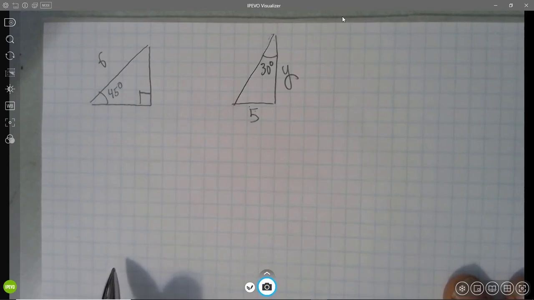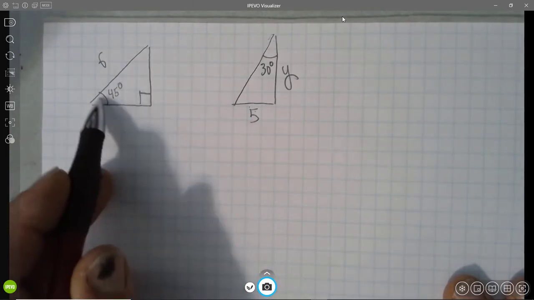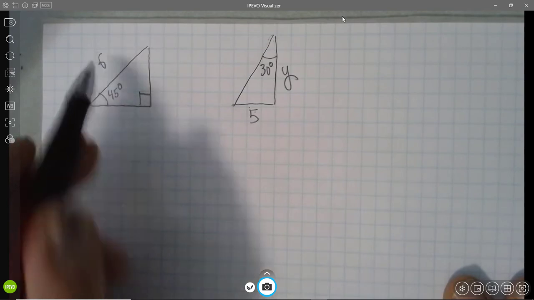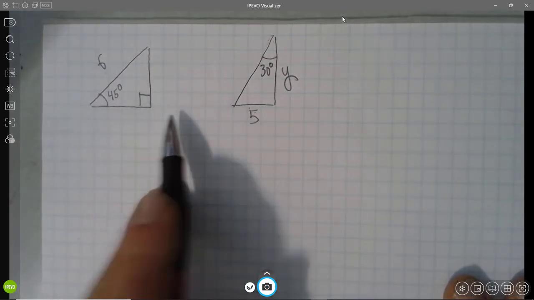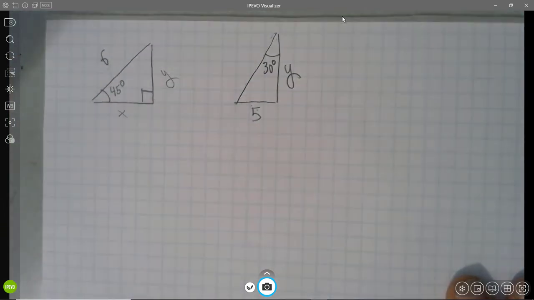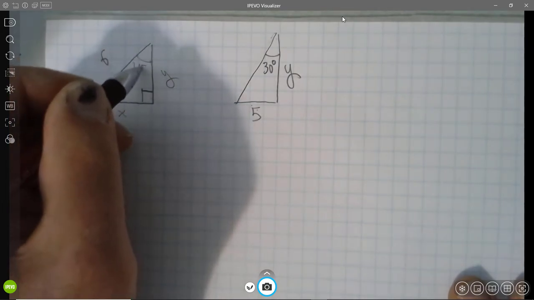Suppose we have a triangle like this, a right triangle, first of all, and one of its acute angles is 45. The hypotenuse is 6. What are the lengths of the legs, x and y? Well, this one is pretty straightforward. If this is a 45-degree angle, then so is this one.